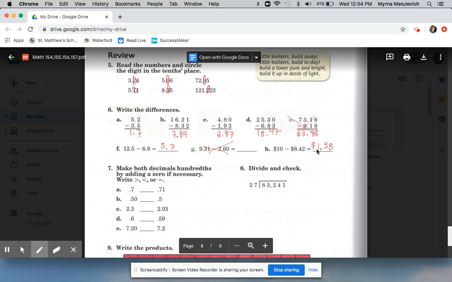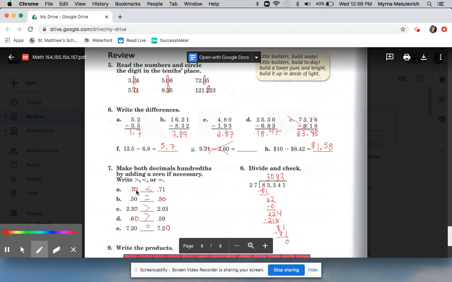This one is money. Make both decimals hundredths by adding a 0 if necessary. You don't have to do that, but if it helps you, you can. You could put a 0 here if that helped you compare, for example, right? Divide and check.